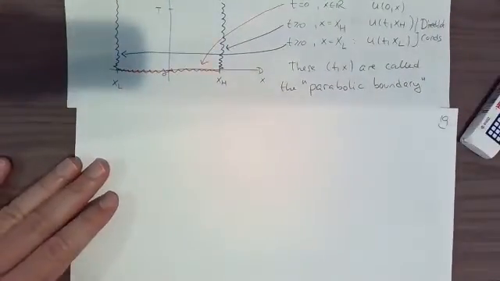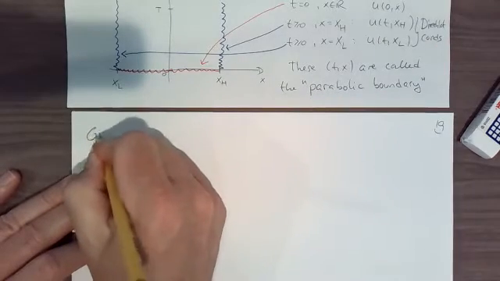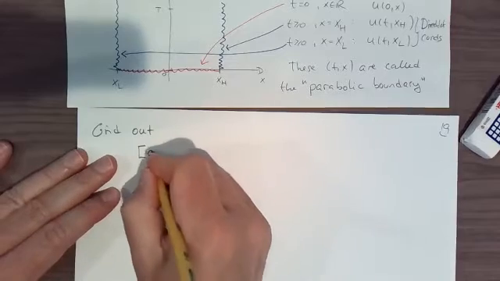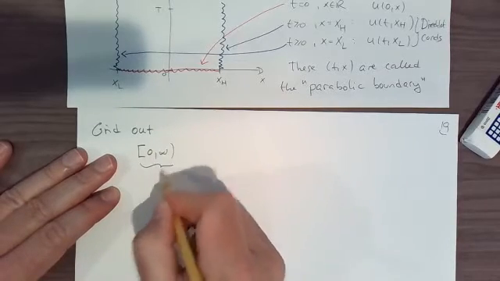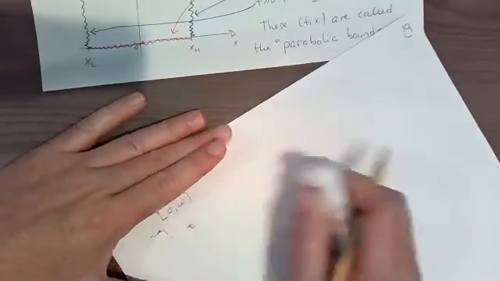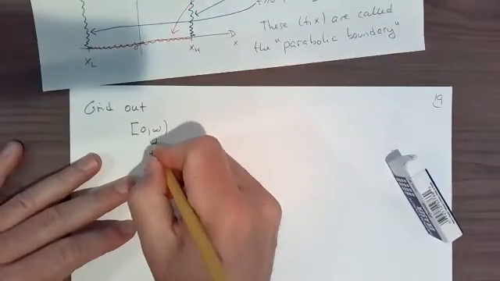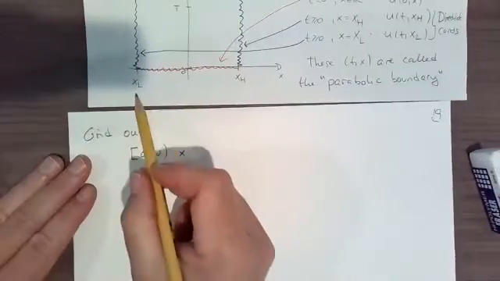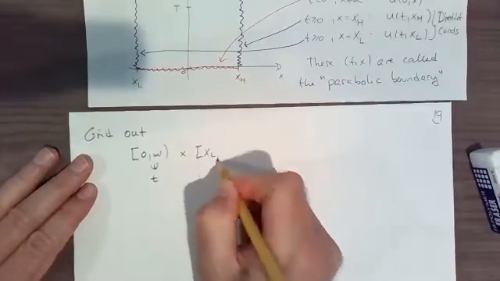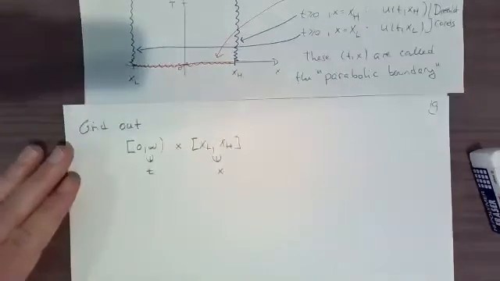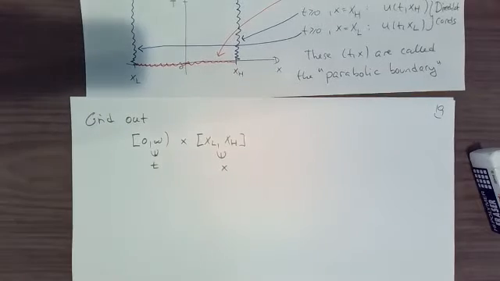So we're given that, and now we grid out. We're going to make a grid. Time runs between 0 and infinity. This is where my t variable belongs. And then my x variable runs between x_l and x_h. This is where my x variable belongs. So we're going to grid out this rectangle.